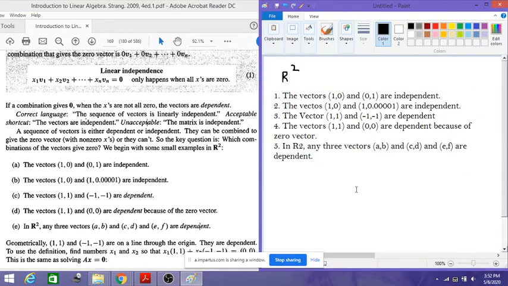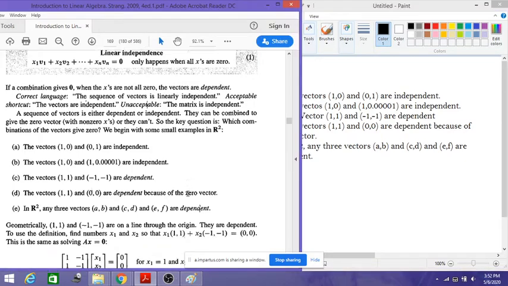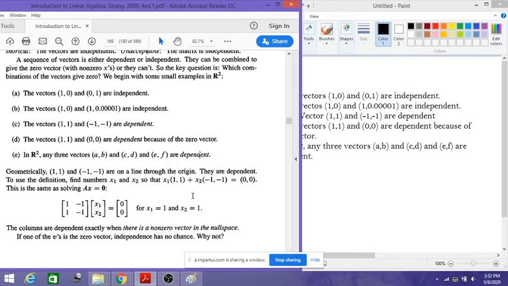So these are the vectors which result in dependent and independent vectors, which will give us the 0 vector in a two-dimensional plane.